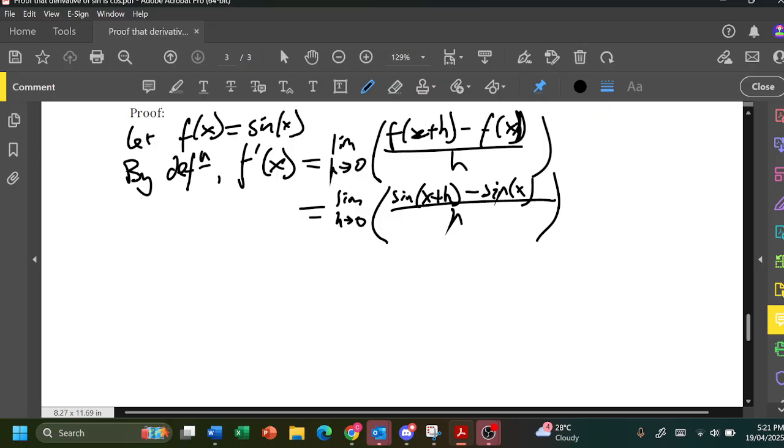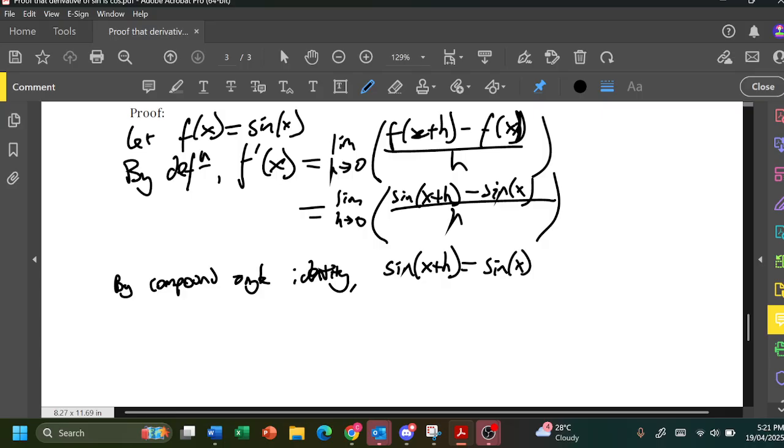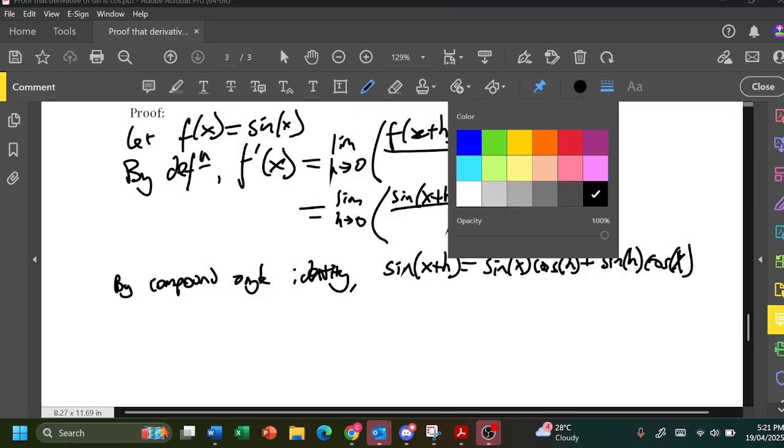Well, what we're going to need to know is actually something called the compound angle formula. So I'm just going to put this over here. I won't prove this one for you today, but we have the compound angle formula, or it's usually referred to as the compound angle identity. There's this rule that says that sine of x plus h is equal to sine of x times cosine of h plus sine of h times cosine of x. This is something that if you studied specialist maths, you would possibly remember this identity. So I'm going to just go ahead and substitute that into this limit up here.